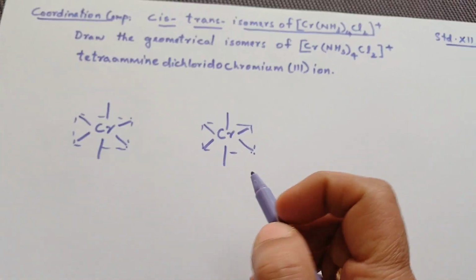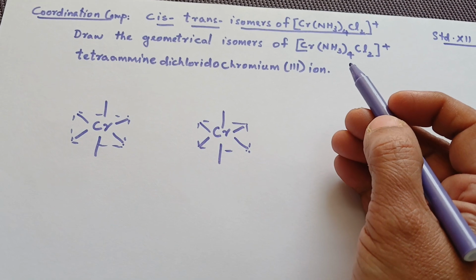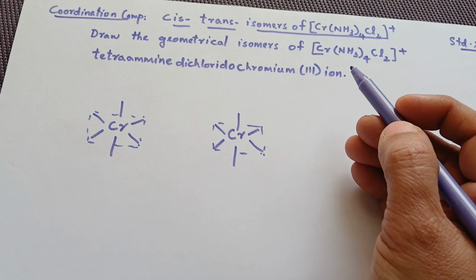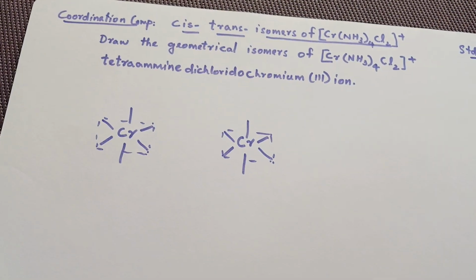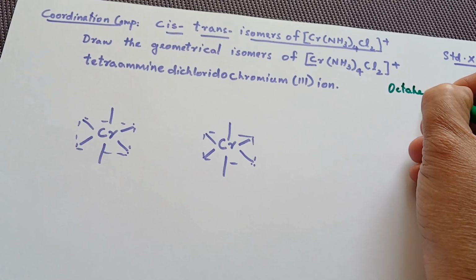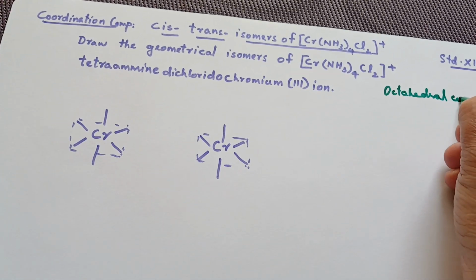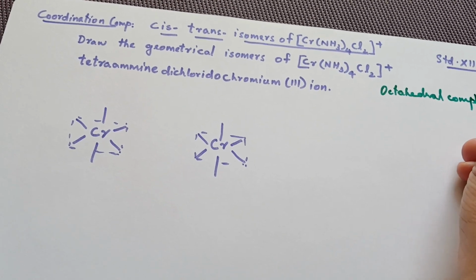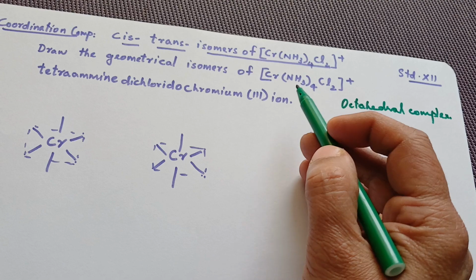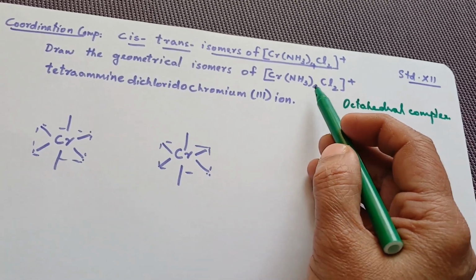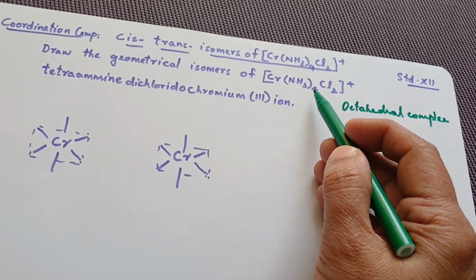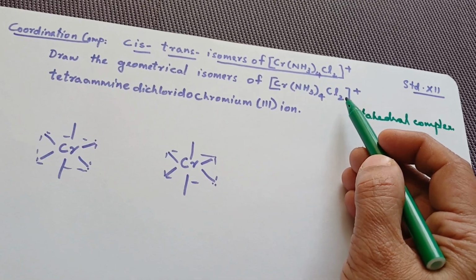Draw the geometrical isomers of [Cr(NH3)4Cl2]+. Again, here also we can see that it is an octahedral complex. But the problem here is we have 4 ligands of one type. That is, there are 4 ammonia ligands and 2 chloride ligands.